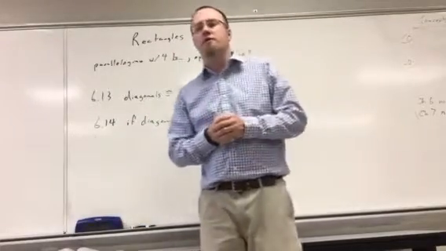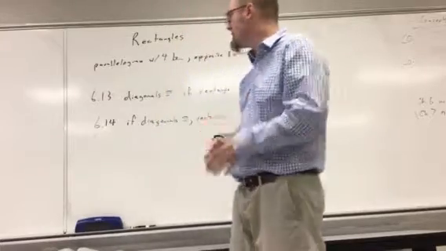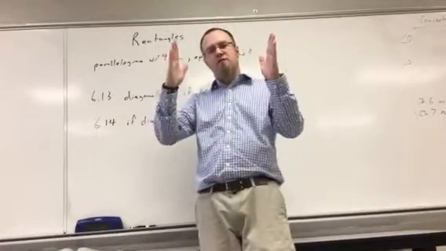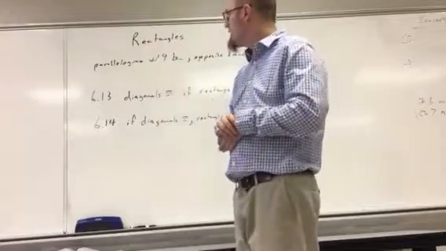The only way those diagonals are going to be congruent in a parallelogram is if those angles are shifted up to 90 degrees and all four of them are 90 degrees.